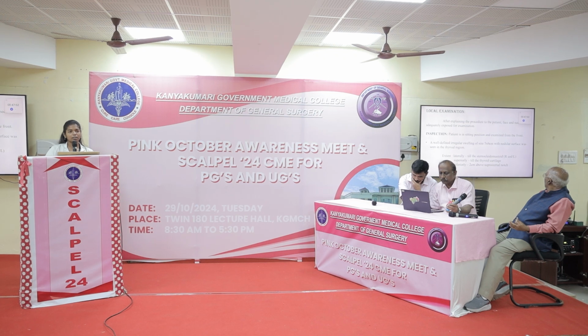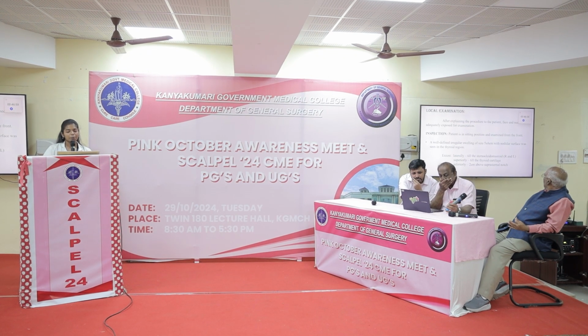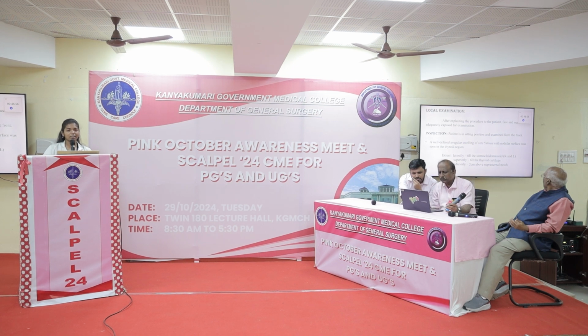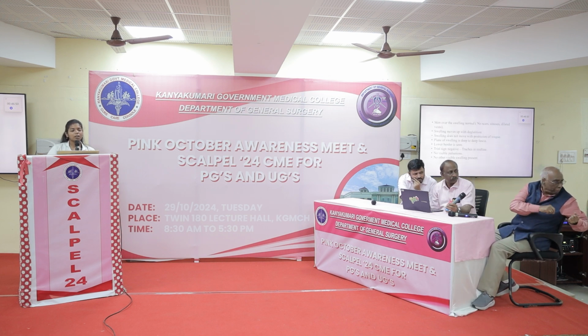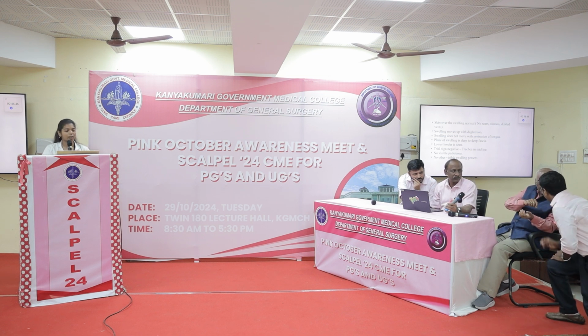The extent of the swelling: laterally it extends till the right and left sternocleidomastoid muscle, superiorly it extends till the thyroid cartilage, and inferiorly it is 2 centimeter from the suprasternal notch. The skin over the swelling is normal, that is there are no scars, sinuses or dilated veins.